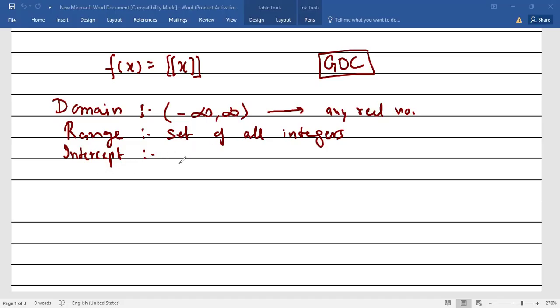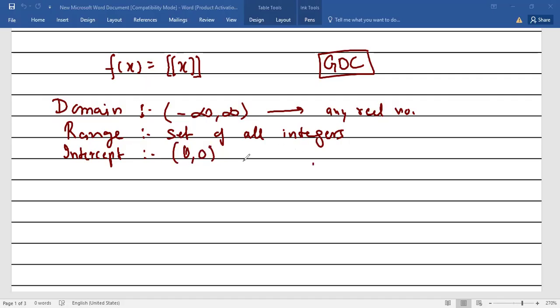First, let us write down the intercepts. The intercept will be 0, 0, because if you put 0, your answer will be 0. So one intercept is 0, 0, right? And there will be another intercept.